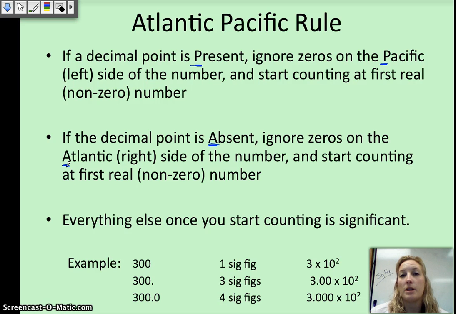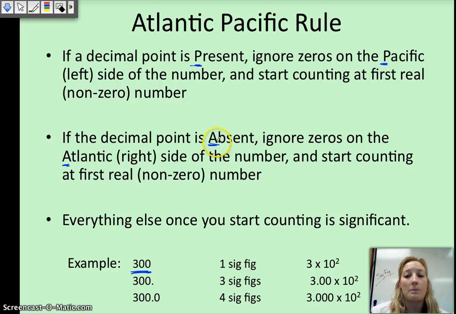So if there's a zero in the middle, it's significant. Let's look at some examples to play with this idea. This first example is 300. First we figure out: is the decimal point present or absent? Well, obviously we have no decimal point, so the decimal point is absent. So we're going to the Atlantic rule here.